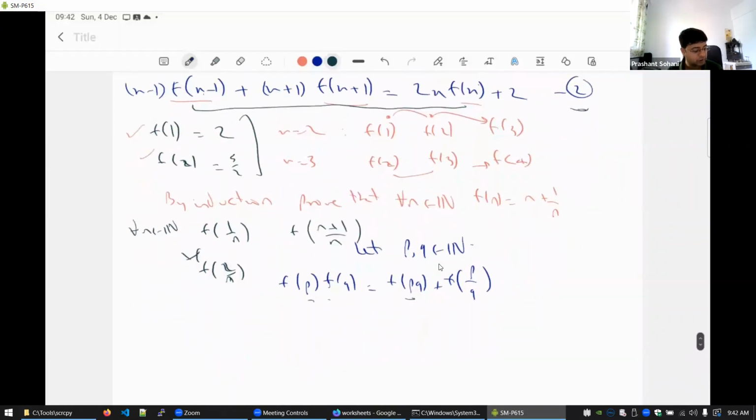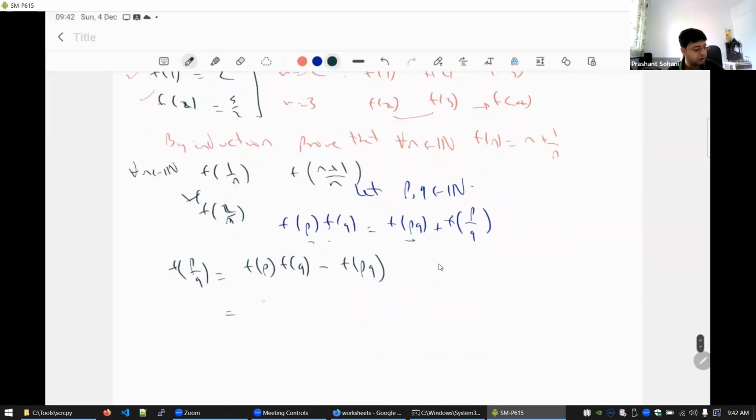And let's just do that calculation here. So basically, f of p by q will be equal to f of p times f of q minus f of pq. And now assuming that we already proved that this is equal to p plus 1 by p.